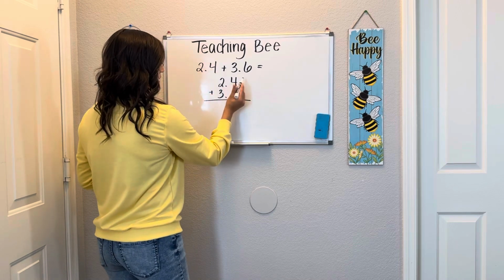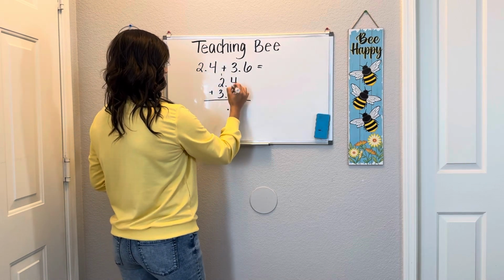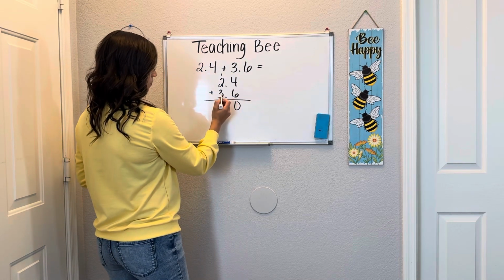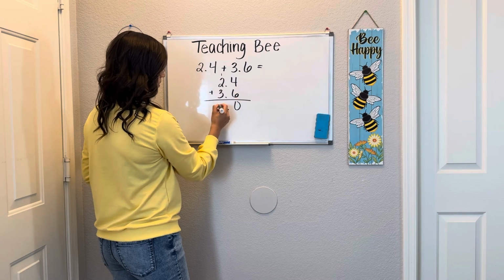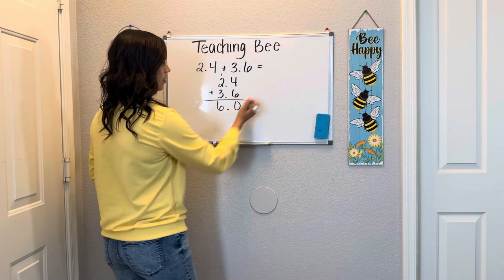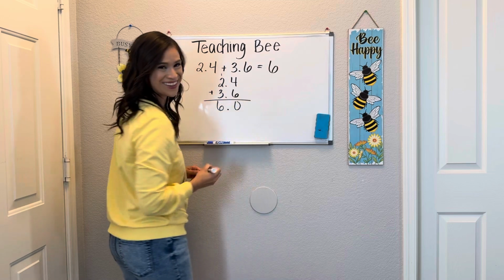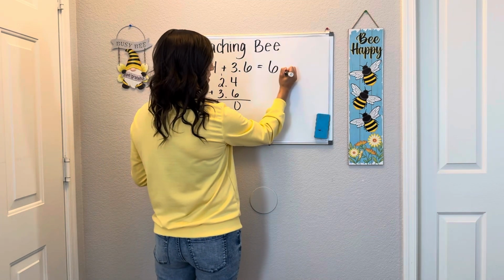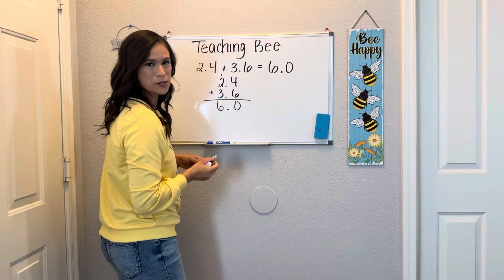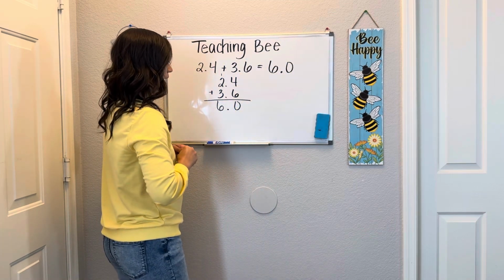So we have 6 plus 4, which is 10. And we have 3 plus 2, which is 5, plus 1 more, and it is 6. So our answer is 6, or if you want to keep it with your decimal, 6.0 is correct as well.